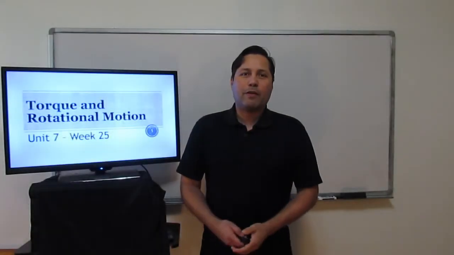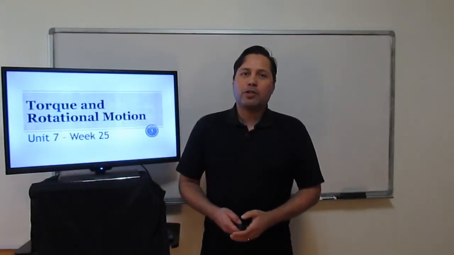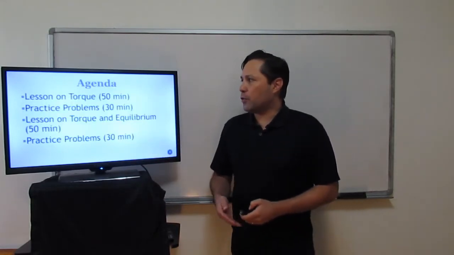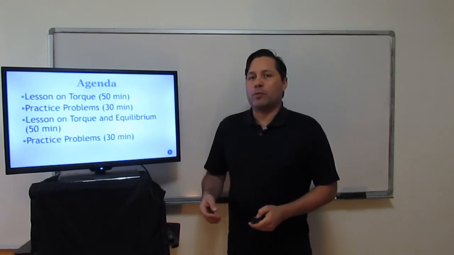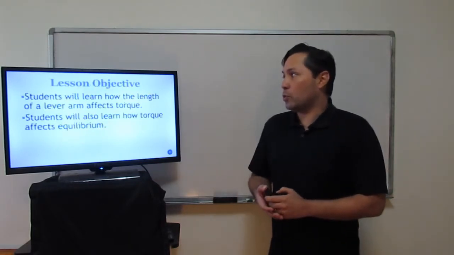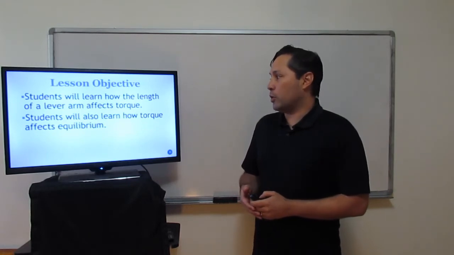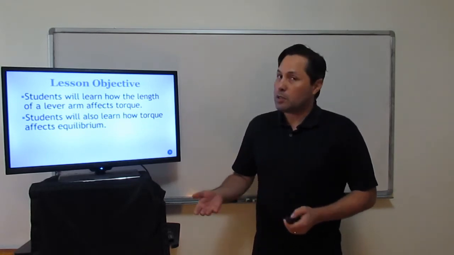Hi, this is week 25 of AP Physics, and we're going to go ahead and start Unit 7, which deals with torque and rotational motion. For our agenda for today, we'll be looking at torque and equilibrium as well. For our lesson objectives, students will learn how the length of a lever arm affects torque, and students will also learn how torque affects equilibrium. So let's get started.